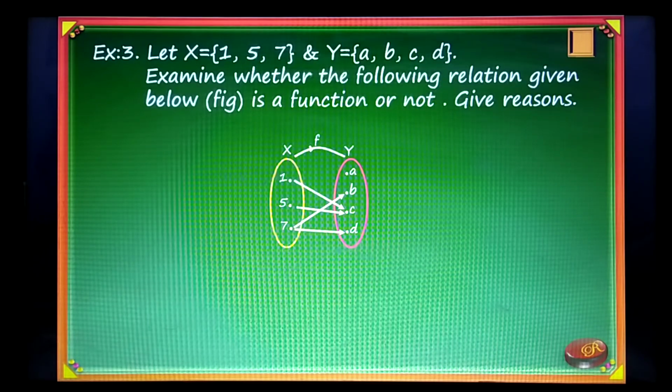Example 3. Let x = {1, 5, 7} and y = {a, b, c, d}. Examine whether the following relation given below is a function or not. Give reason. Solution. Relation f is not a function. Why? Because the element 7 of x has two images in y.